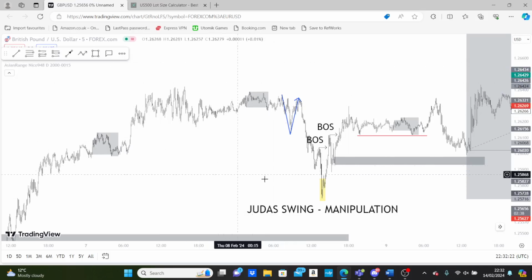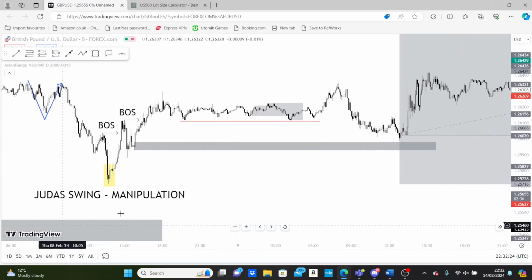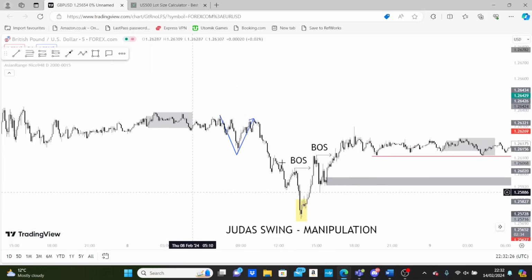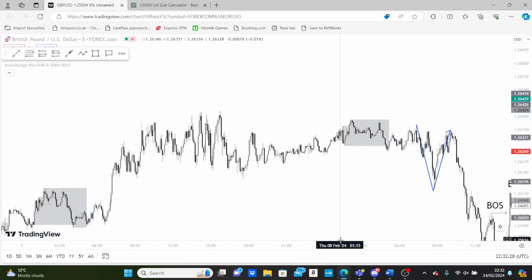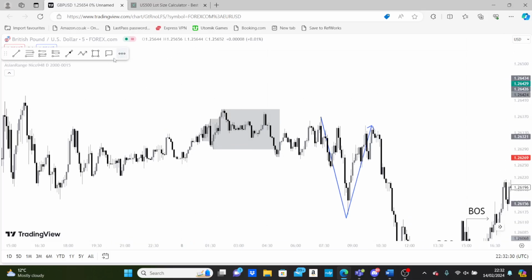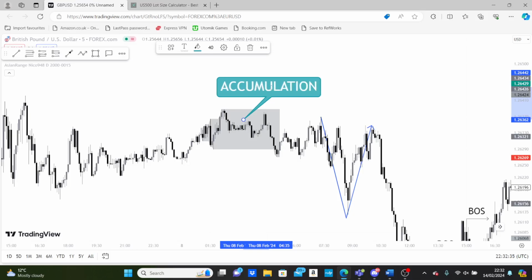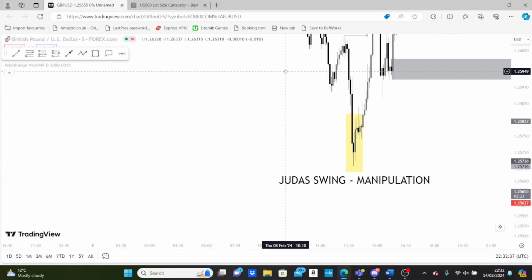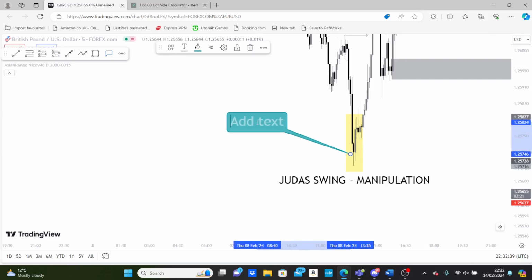And it all started with our Asian range consolidation, right? So to sum that up, we had an Asian range accumulation. So this is what the A stands for in the AMD. Sorry, the A stands for accumulation, right? The manipulation, as we discussed, is the Judah swing down here, right? So this is the manipulation.